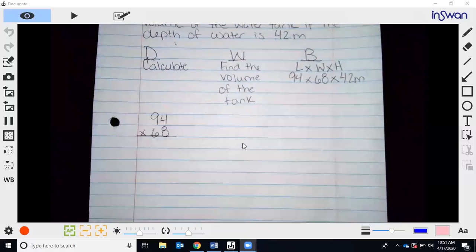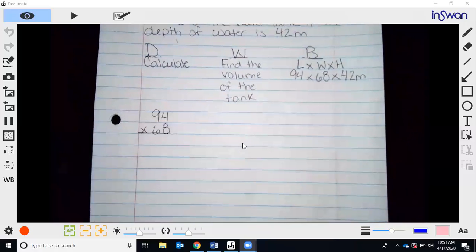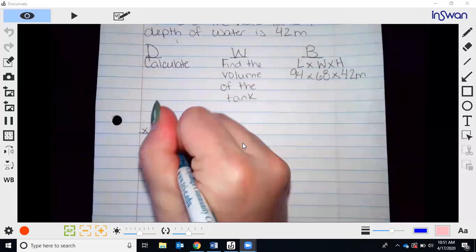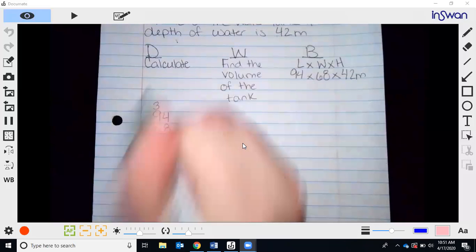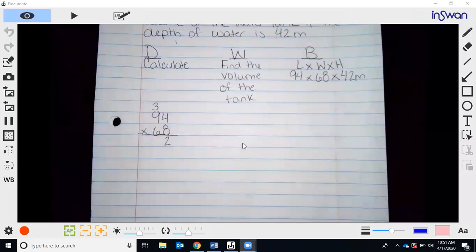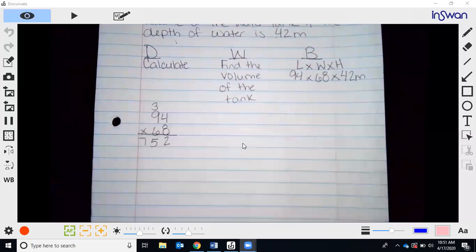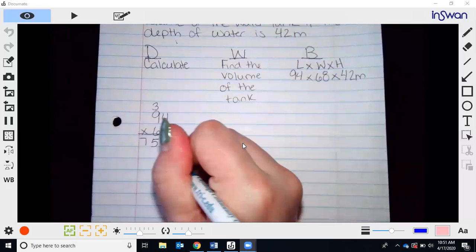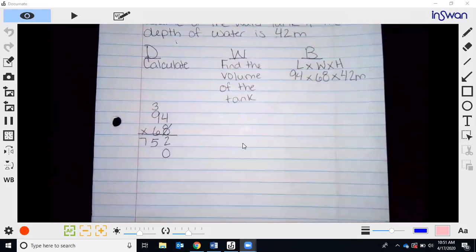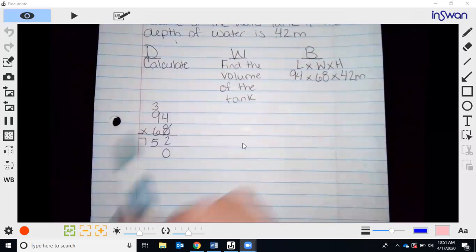4 times 8 is 32. Carry your 3. 8 times 9 is 72. Plus 3 is 75. We are done with our bottom ones number, so we need to remember to cross it out and add that 0. Now we're going to do the bottom tens number by all the numbers on the top.